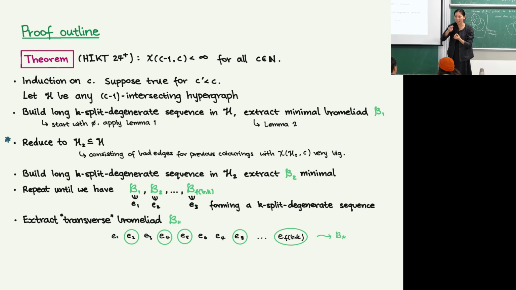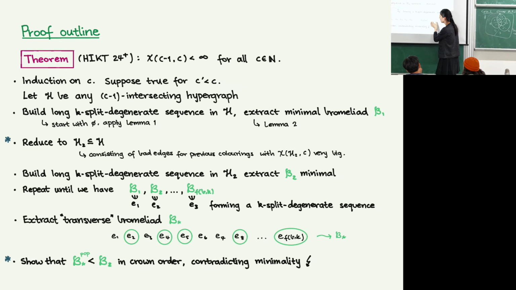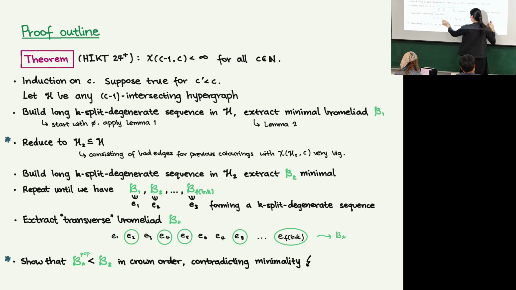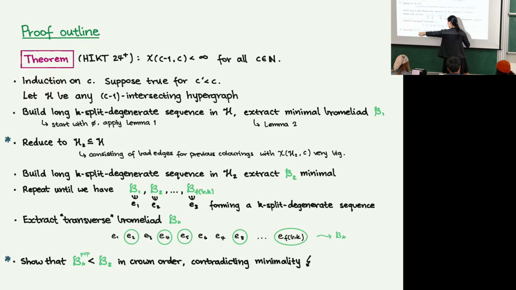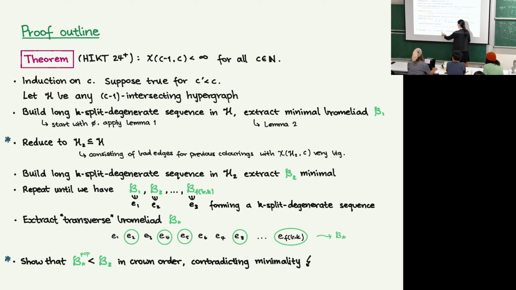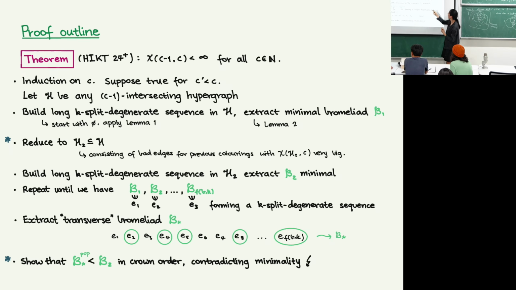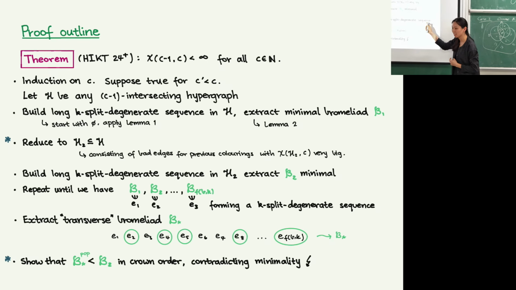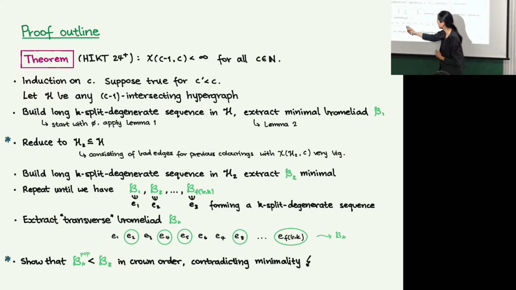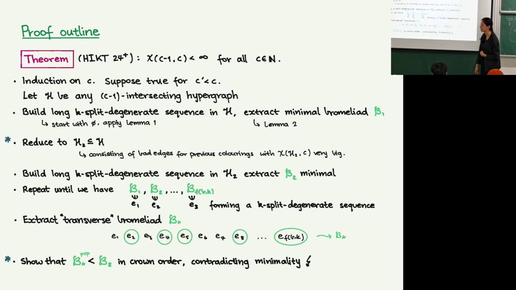So it uses an edge from each of the previous bromeliads. And what you can show from that is that actually this bromeliad, if you delete the first edge, it's still a bromeliad. So I call that B star pop because I popped the first edge. B star pop is less than B2 in crown order. Okay, and that's going to give us a contradiction because at every step, I'm going to make sure that I'm choosing minimal bromeliads. So what that says is that at the time I chose this, I actually should have chosen B star instead of B2. So this is the final contradiction I'm getting.